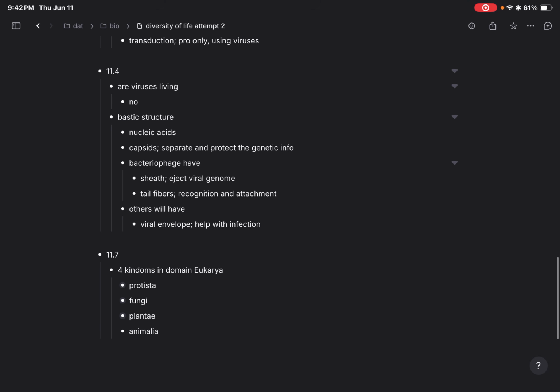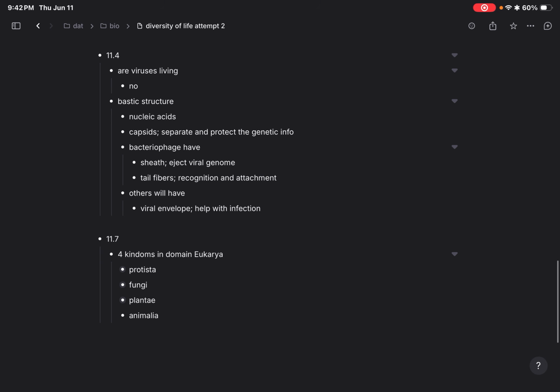Viruses are non-living, so the basic structure is the nucleic acid and the capsid. The capsid separates and protects the genetic information of the virus. Bacteriophage will have a sheath, which ejects the viral genome, and tail fibers, which help with recognition and attachment. Others will have a viral envelope, which helps with infection.